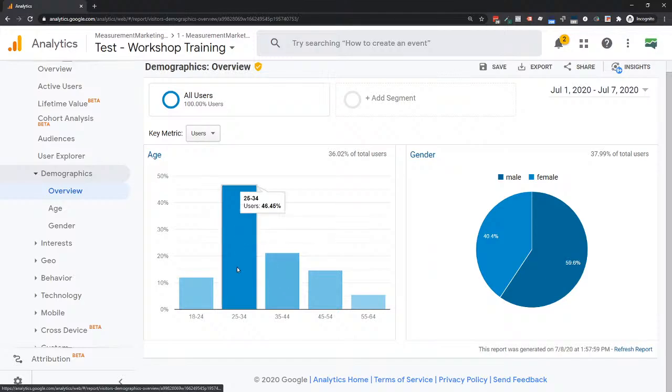But maybe I should change the copy for the team members, saying, hey, here's how to get your boss to pay for these programs, or something along those lines. So that's just what I can learn about my users with one report. That's all we've done. One report, demographics overview.